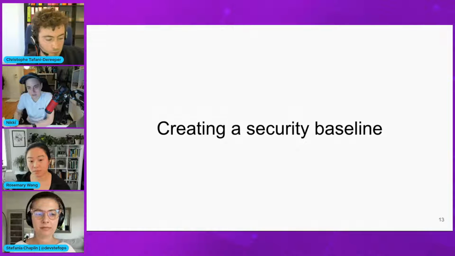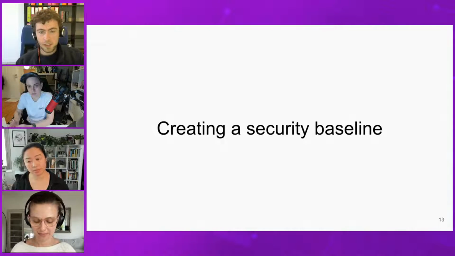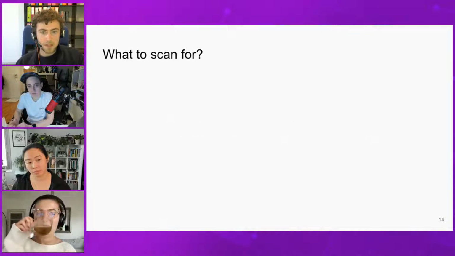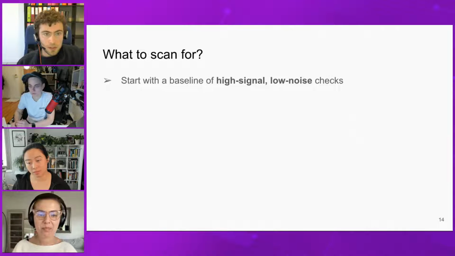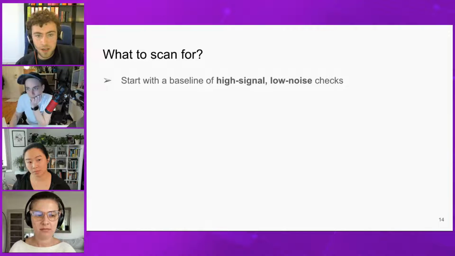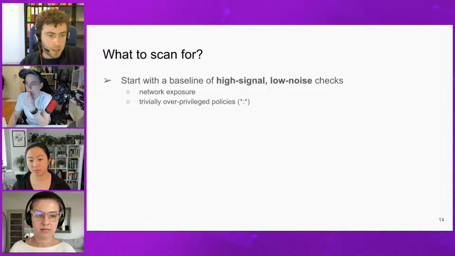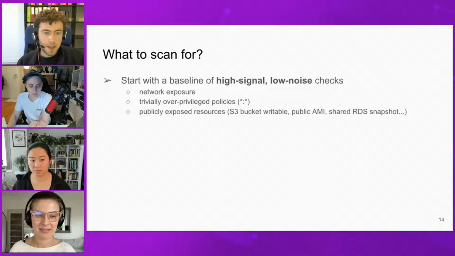Right, so if you talk to people that have a strong background in application security, generally what they tell you is don't try to scan for every possible security issue and start with a baseline that makes sense for you. So typically what is recommended is to start from a baseline of checks that are high signal, low noise. It's a fancy wording to say basically things that are easy to detect and that don't yield a lot of false positives. So it can be things like making sure that we don't have security groups that are open to the internet, or making sure that we don't have policies that are super overprivileged.